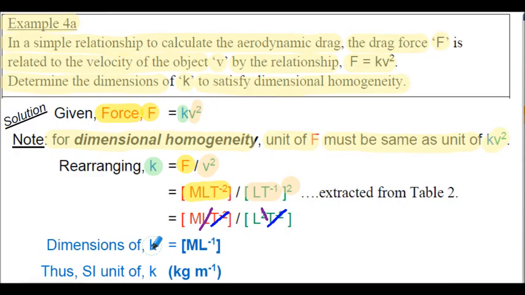So we're left with the dimensions of k being ml to the negative 1. So in other words, m divided by l. Writing in terms of an SI unit, k has the SI unit of the kilogram meter negative 1, or kilogram per meter.